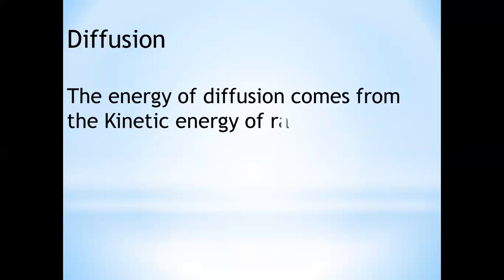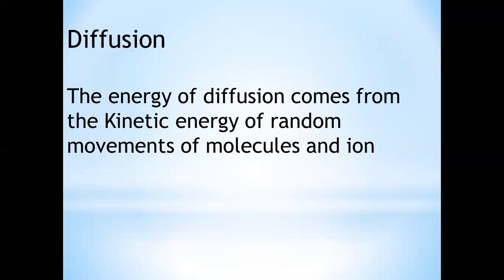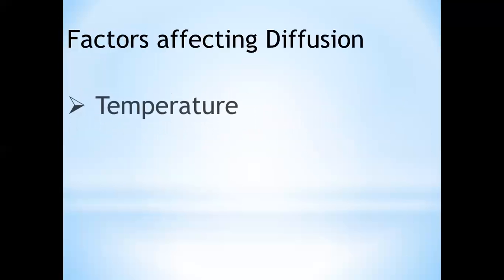Diffusion is simply the movement of molecules from a region of higher concentration to a region of low concentration. Where does it get its energy from? The process of diffusion gets its energy from the random movement of molecules.